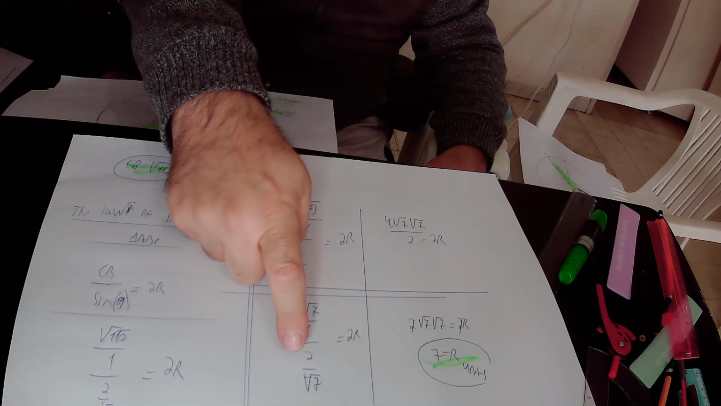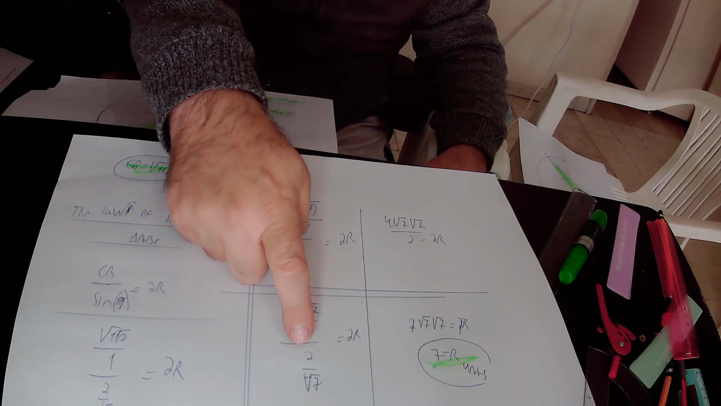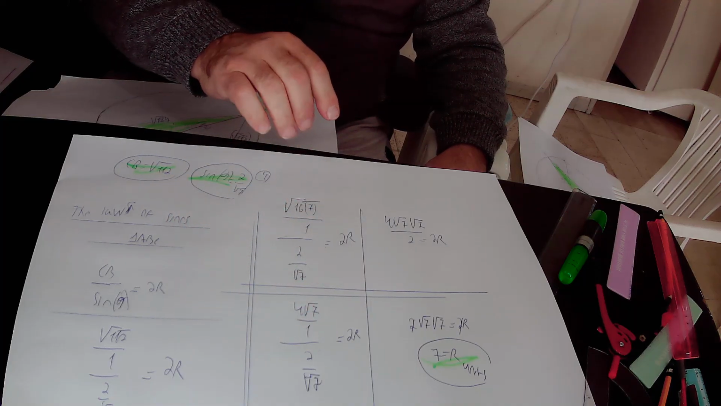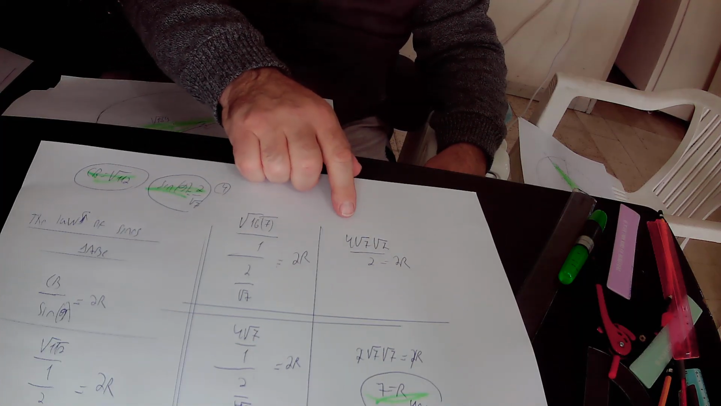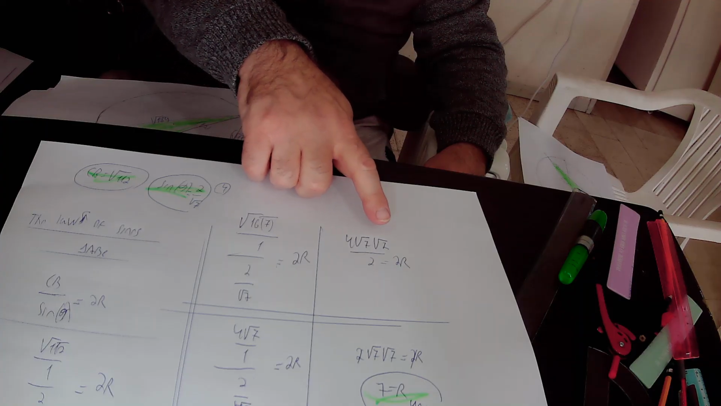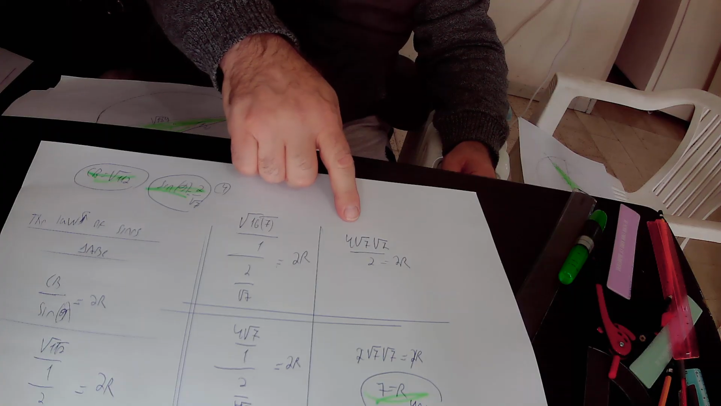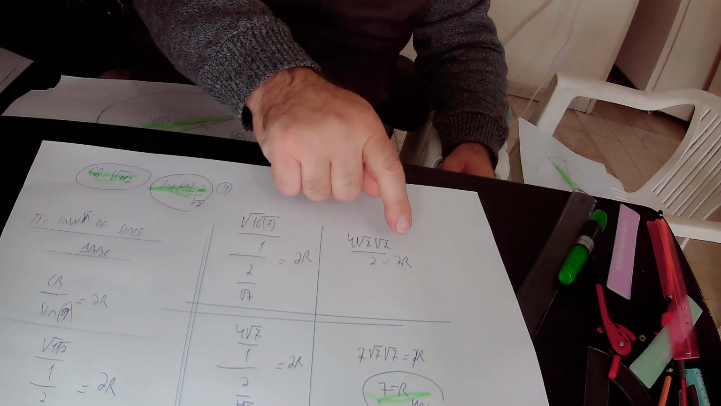Here we moved square root of 7 to the numerator and 2 to the denominator. And we found out that 4 times square root of 7 times square root of 7 over 2 equals 2R. 4 over 2 is 2, so this expression equals 2 times square root of 7 times square root of 7 equals 2R.